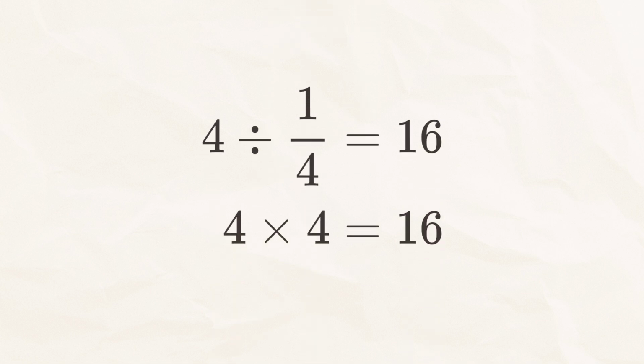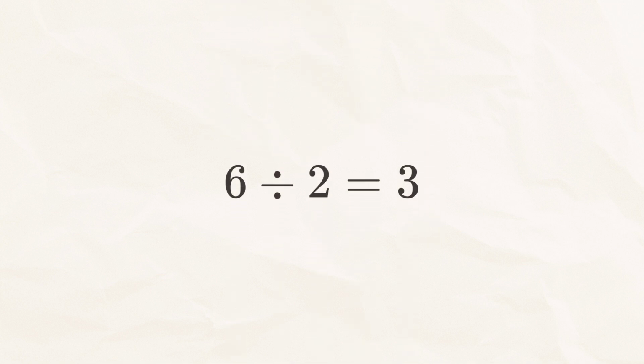But before I spill the beans on that, let's look at our last problem again. Looking at these two equations, we can see that dividing by 1/4 gets the same result as multiplying by its reciprocal, 4. Is this something special about 4, 1/4, and 16? Or does it work with other numbers? And does it only work when dividing by fractions?